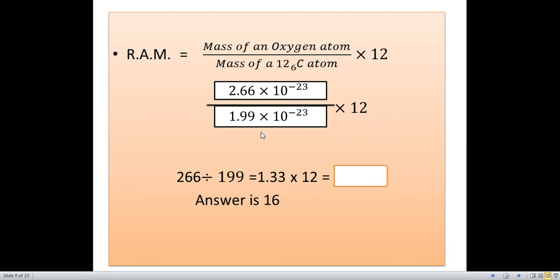You can simplify these two. There are two decimal places here, so you can convert this to 199 and 266. You have to divide 266 by 199. The answer is 1.33, and multiply by 12. The answer is 16.04, so we can take it as 16. The relative atomic mass of oxygen is 16.